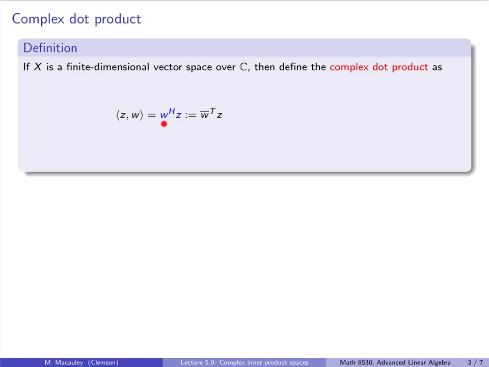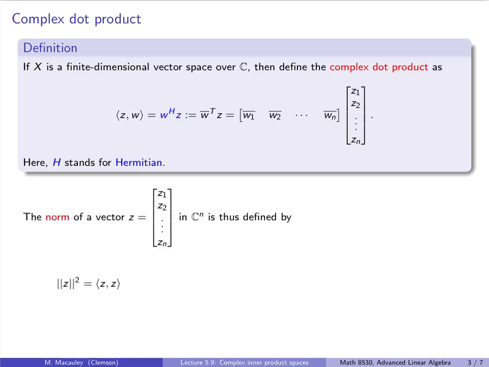W^H is just short for the transpose of the complex conjugate of W. So you literally take the transpose of W and the complex conjugate of each entry and multiply that by the vector Z. Here, H stands for Hermitian.